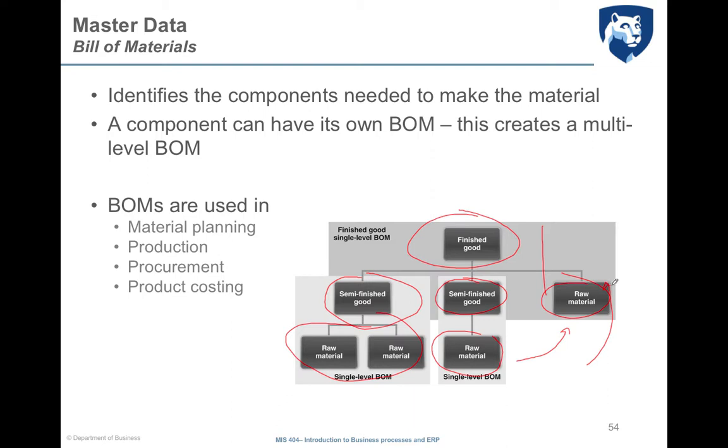The bill of material data in ERP is used for different purposes because it can be used for planning materials for production, defining the production plan, organizing procurement activities, and also allocating cost to product.